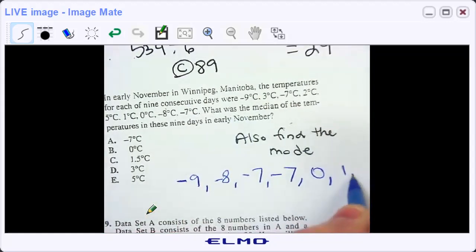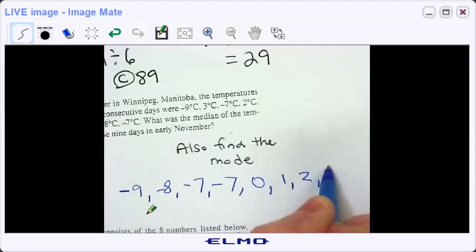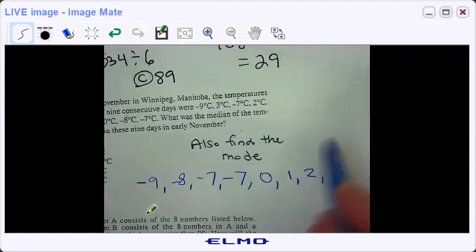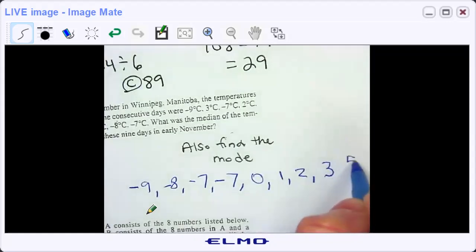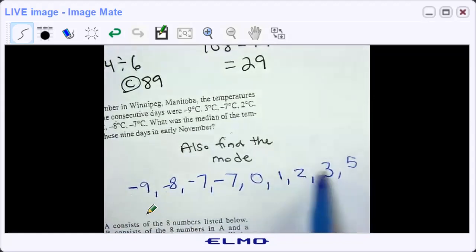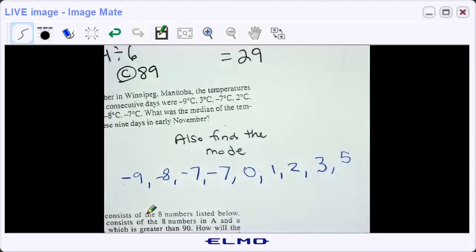0, 1, 2, 3, and maybe 5. See if I missed any. 1, 2, 3, 4, 5, 6, 7, 8, 9. Okay, so it looks like I got them all.